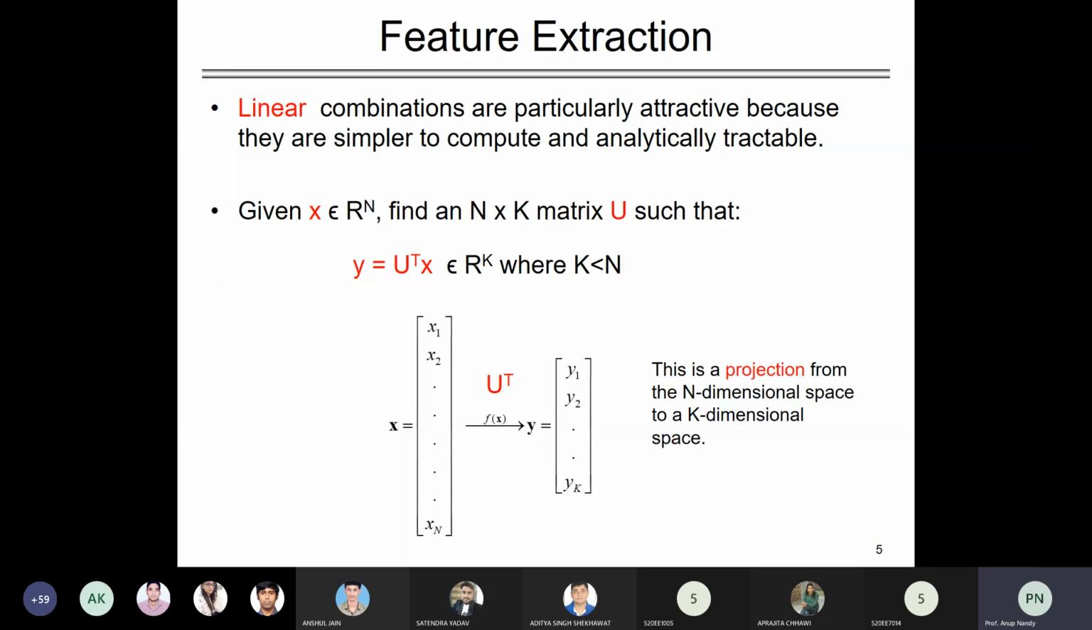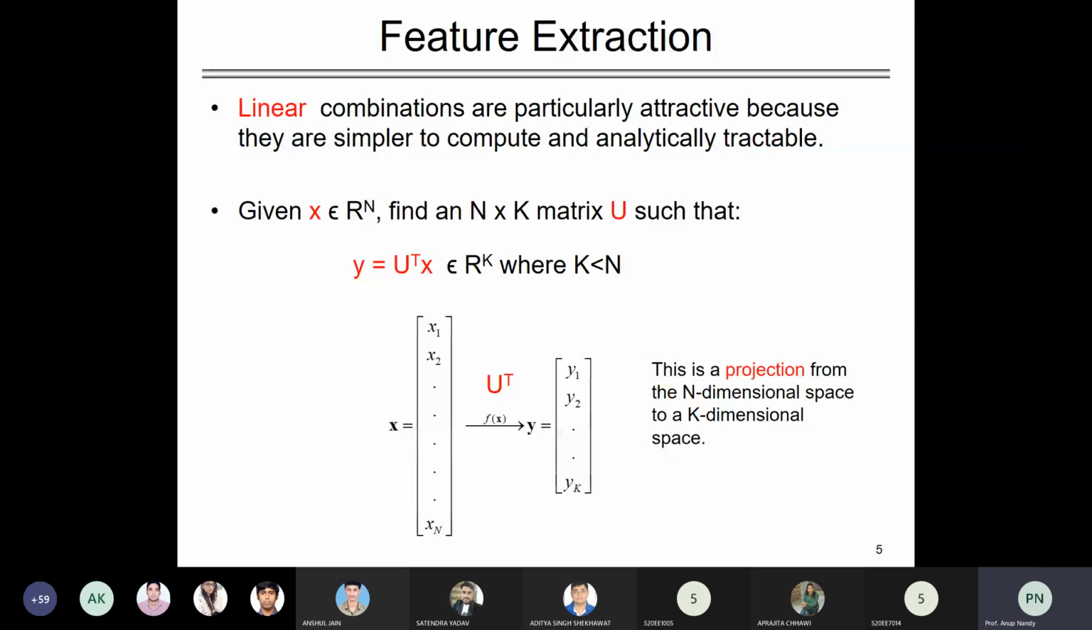Now you are trying to project n-dimensional data into k-dimensional data. But obviously, whenever you project high-dimensional data into lower-dimensional data, you will be losing some information. That is for sure. But how much information you are going to lose, you need to see, so that the maximum information of the data must be preserved. That is your job.